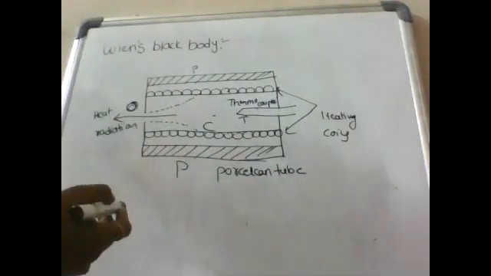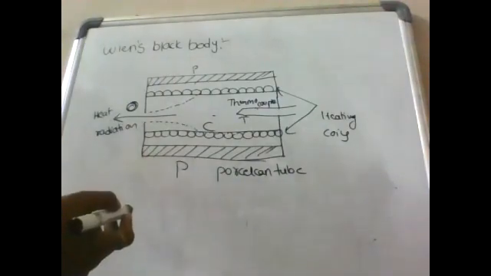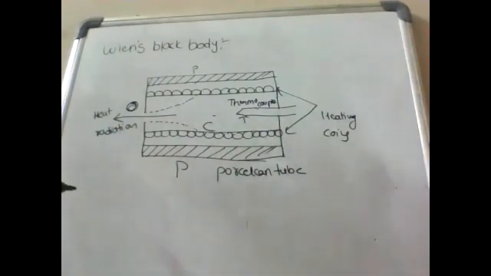The radiation from the inner chamber can be limited with the help of diaphragms shown by dotted lines. The hole acts as a black body radiator. So this total diagram, this hole acts as a black body.